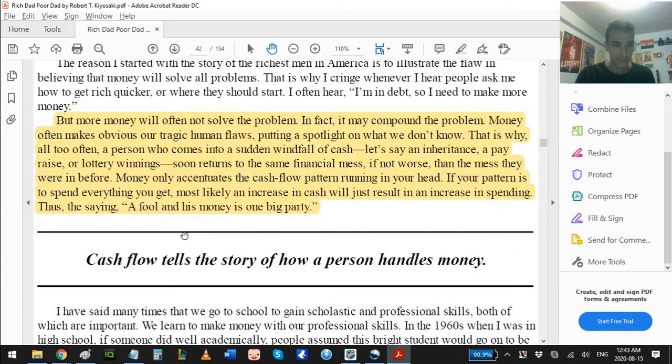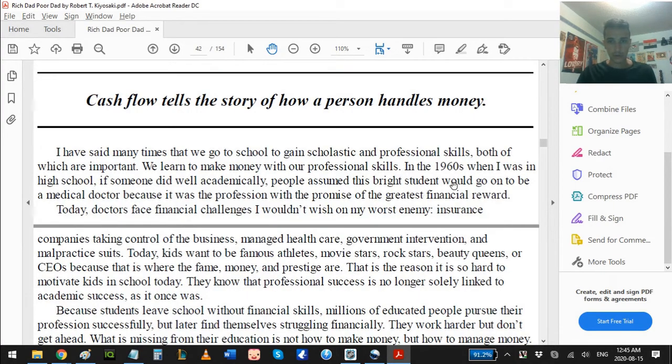Let's continue. More money will often not solve the problem. In fact, it may compound the problem. Money often makes obvious our tragic human flaws, putting a spotlight on what we don't know. That is why, all too often, a person who comes into a sudden windfall of cash, let's say an inheritance, a pay raise, or lottery winnings, soon returns to the same financial mess, if not worse, than the mess they were in before. Money only accentuates the cash flow pattern running in your head. If the pattern is to spend everything you get, most likely an increase in cash will just result in an increase in spending. Thus the saying, a fool and his money is one big party. So cash flow tells the story of how a person handles money.